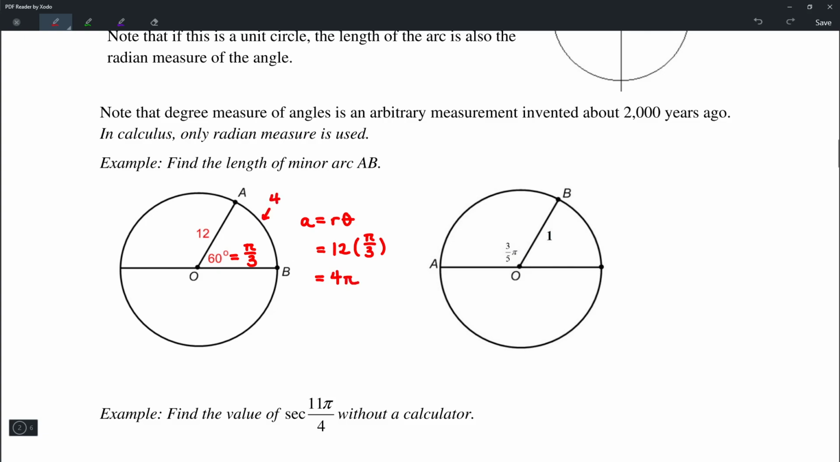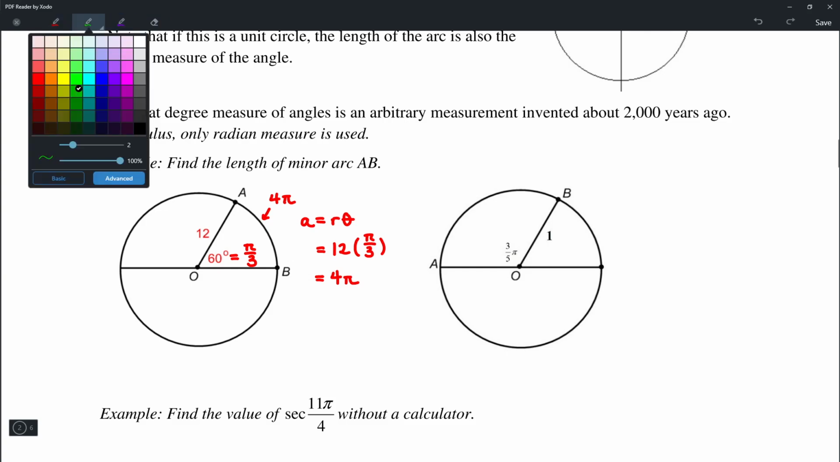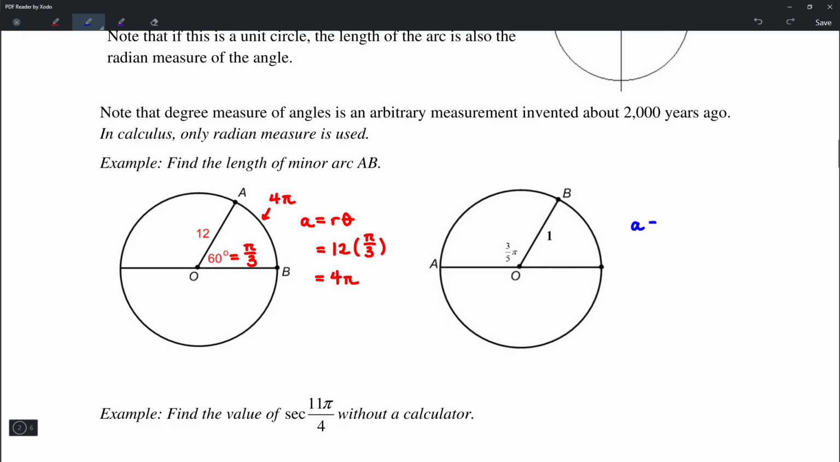In the second diagram on the right, we have a very similar scenario. Once again, we have A is equal to r theta. In this case, the radius is 1, so that's just going to be 1 here. And then the angle theta is already in radians, so that will be just 3 pi over 5, which means the arc length here is just going to be 3 pi over 5. And that's right here.